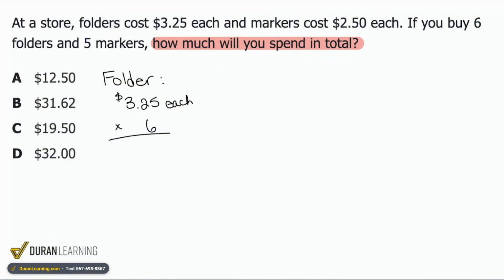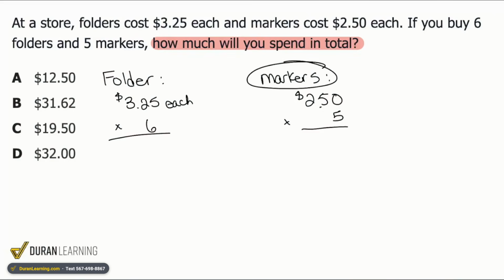Because we don't just have folders that we're buying, we're buying markers as well. So for the markers, everybody, we have $2.50 a piece for each of those markers, and we're buying 5 of them. And just like with folders, we will be multiplying as well. So that's it. We have our setup. We're going to multiply to find the cost of the folders. We're going to multiply to find the total cost of the markers. And what will we do at the end of it all, everyone? Yeah, at the end of it all, we will add it all back up to get the grand total.